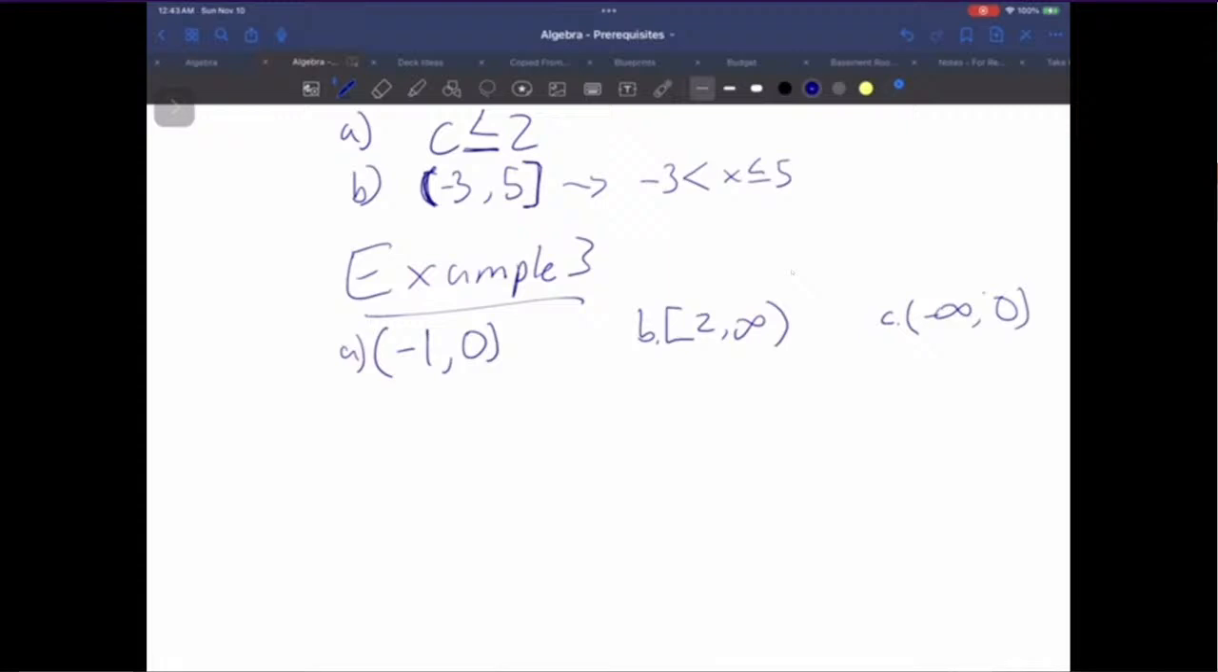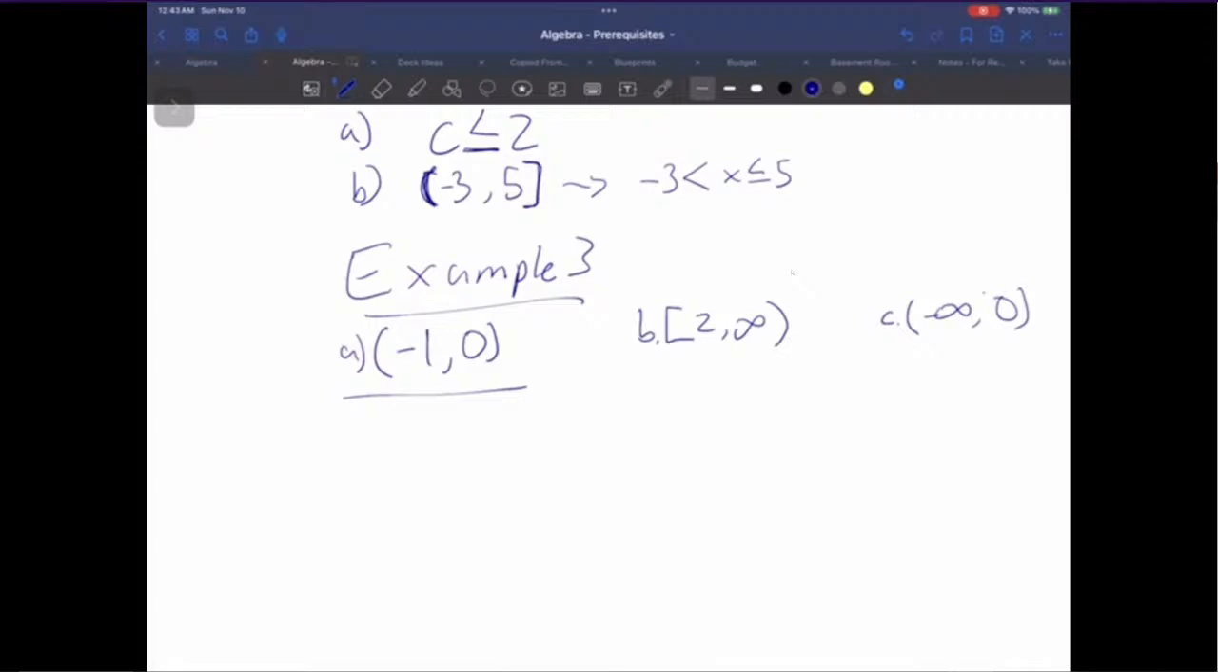Okay, so let's talk about this one. The example question was give a verbal description of each interval. So talking about A, that interval consists of, the way they write it, all real numbers that are greater than -1 and less than 0. That's kind of a mouthful. You can say it more concisely. You just say all numbers between -1 and 0, not including both endpoints.